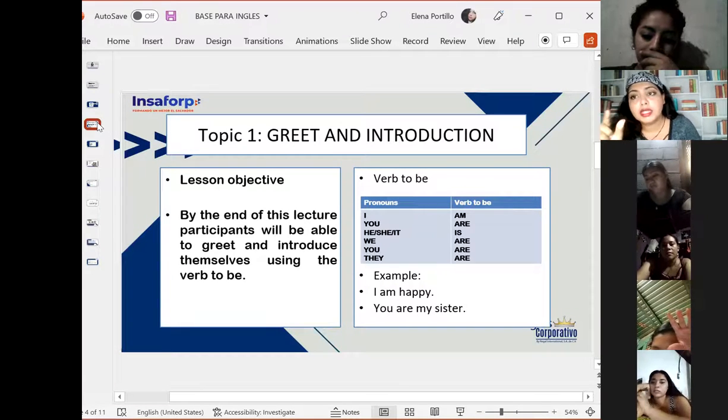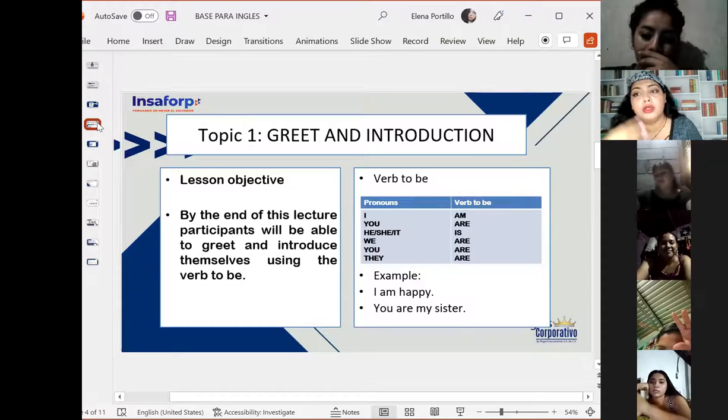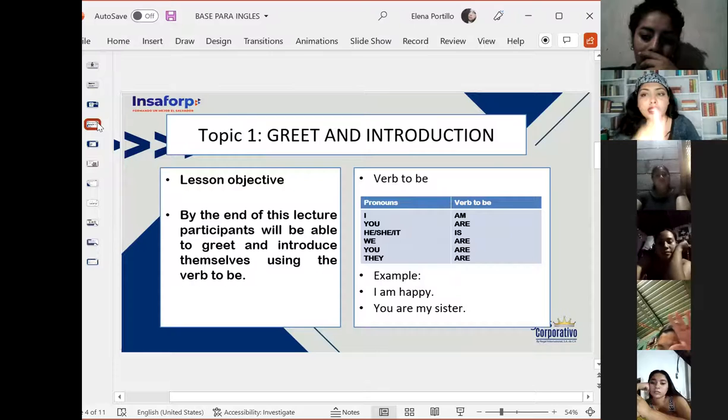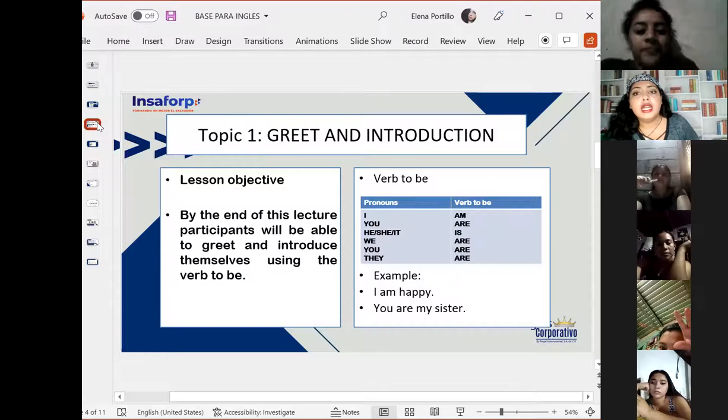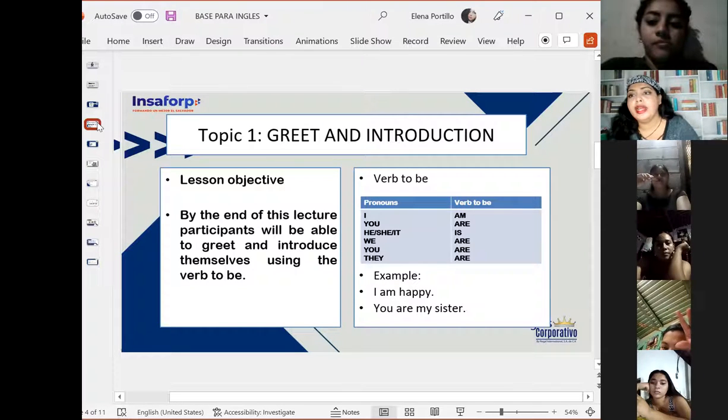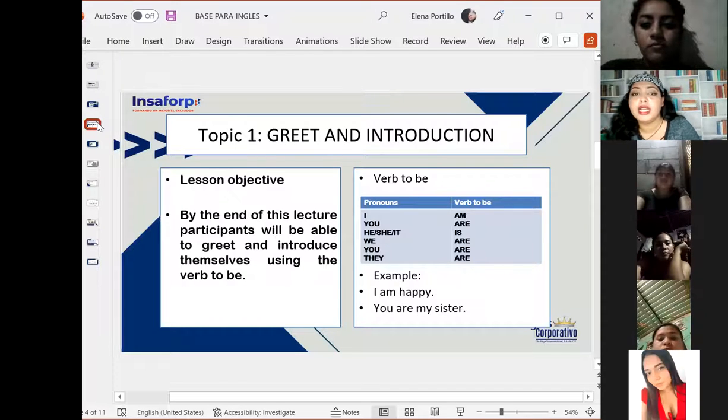Lo vamos a utilizar para cambiar, ¿verdad? Para reemplazar los nombres de las personas cuando no las queremos utilizar en las oraciones o el sujeto de la oración. Estos van a ser nuestros sujetos. And we have these pronouns. I, you, he, she, it, we, you, and they. Esos son nuestros pronombres y vamos a estar trabajando con ellos, ¿verdad?